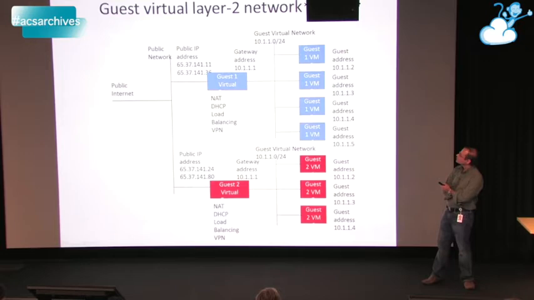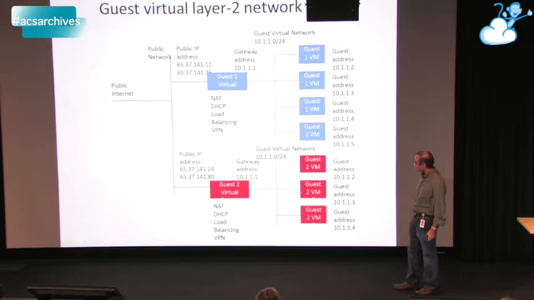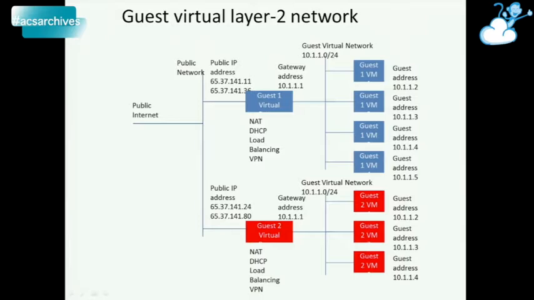So here's what it looks like as a virtual network. Again, we've got the blue VMs and the red tenant. Everybody gets their own virtual router VM, and that virtual router VM is doing things like NAT, DHCP, load balancing, and VPN.